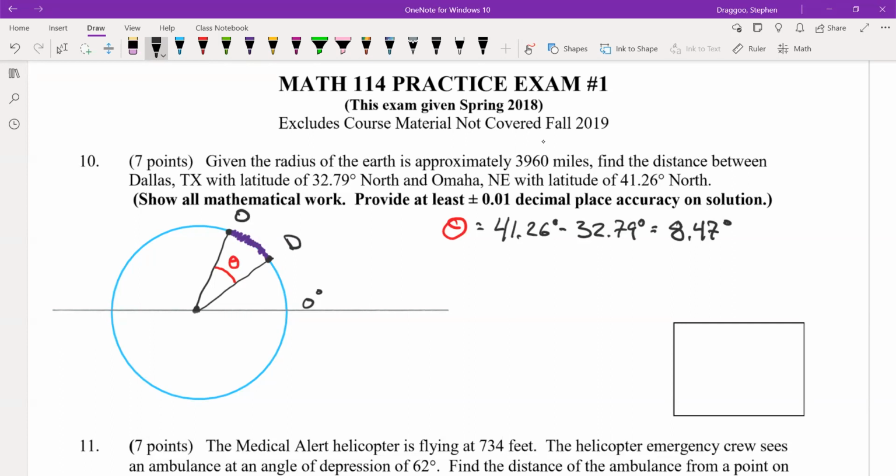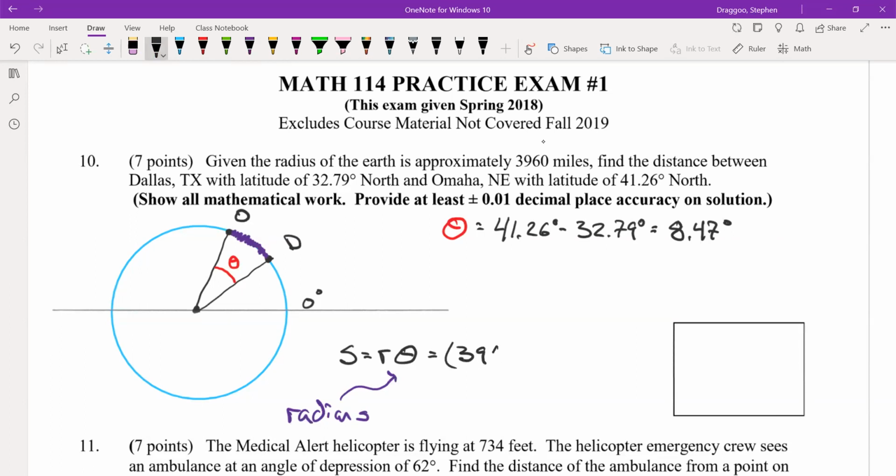So lastly, I need to get my arc length here. So S equals R theta, where it is particularly important that my angle be measured in radians. The formula won't work if it's in degrees. So I've got to convert that 8.47 degrees into radians.